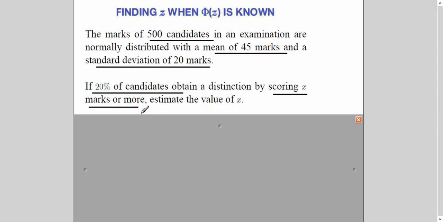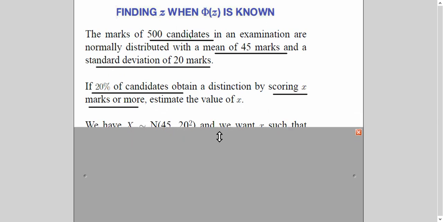Now, the question is, there are 500 candidates, and their examination marks are normally distributed with mean 45 marks and standard deviation 20. If 20% of the candidates obtain a distinction by scoring X marks or more, estimate the value of X.